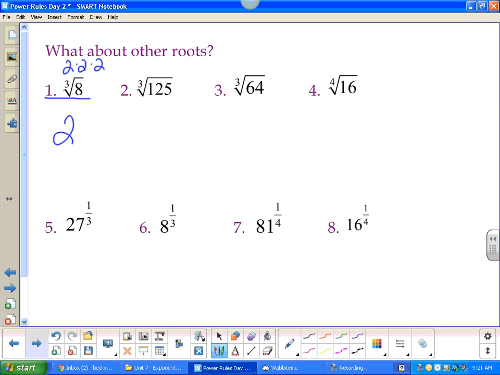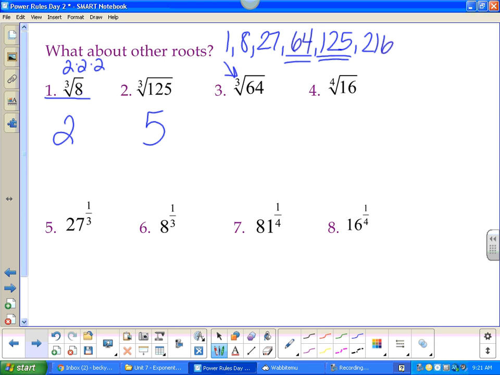Go back and look at your list. Your cubes: 1, 8, 3 cubed was 27, 4 cubed is 64, 5 cubed is 125, and 6 cubed is 216. So 125 is on my list, and the cubed root of 125 is 5. 64 is on my list. Remember, it's on a square list too, but this is the cubed root of 64, which is 1, 2, 3, 4.